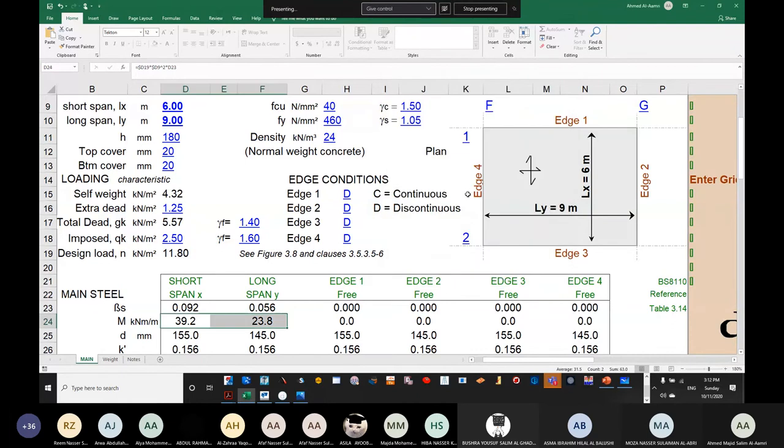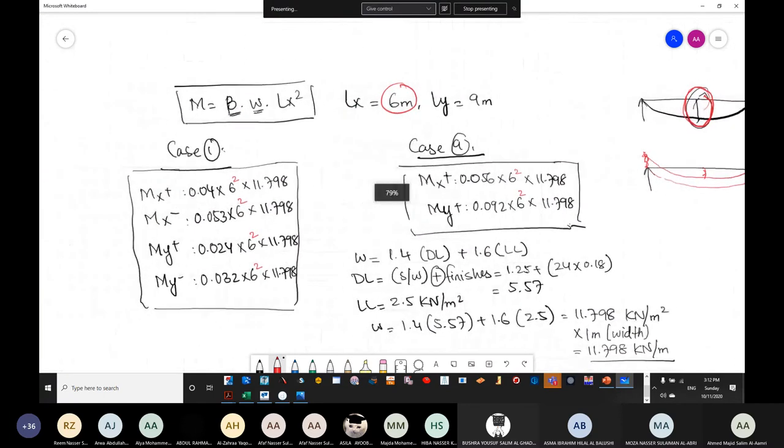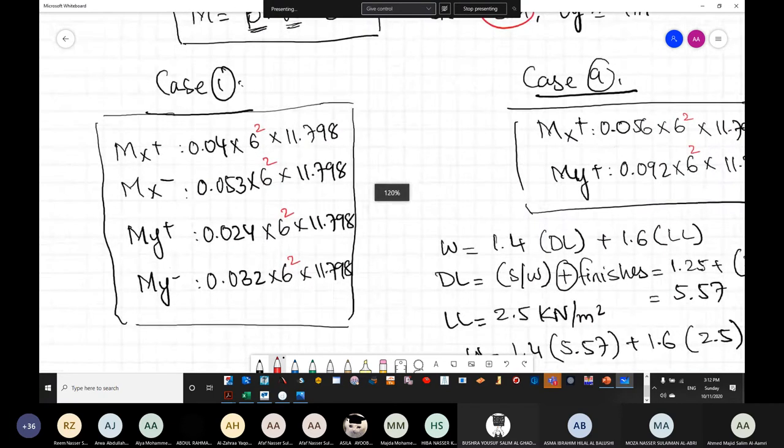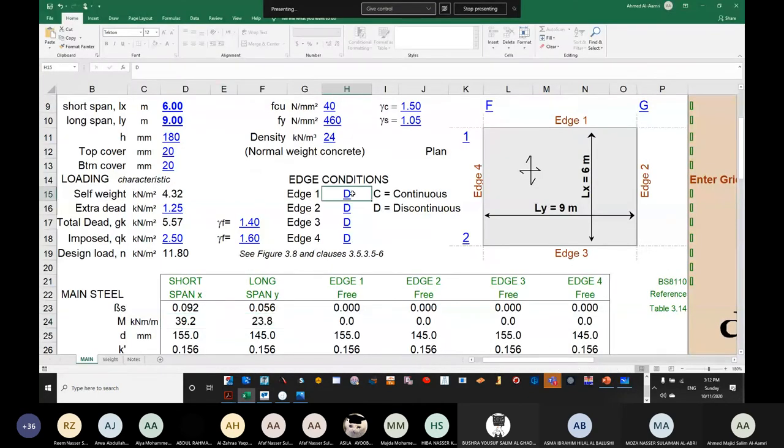Very good. Now going for case number 1, if you remember, we solved for 2 cases, case number 9 and case number 1, and we want to check the coefficients. Now going for the Excel, case number 1, you will see that all of the sides are continuous. If you remember, it's an interior slab, so it's continuous from all the sides.